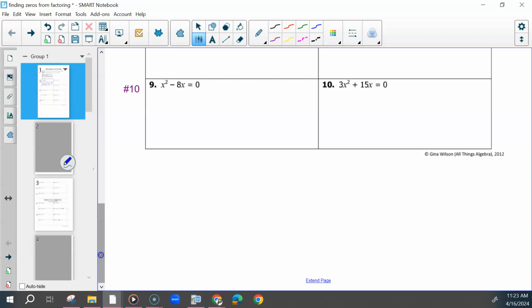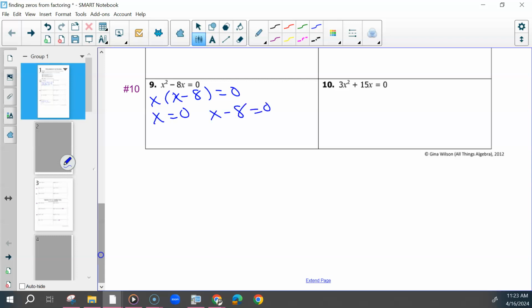Okay, so that would be GCF. If they both have a GCF and x is that GCF, what was left? x minus 8. So then we'd set both factors again equal to 0.